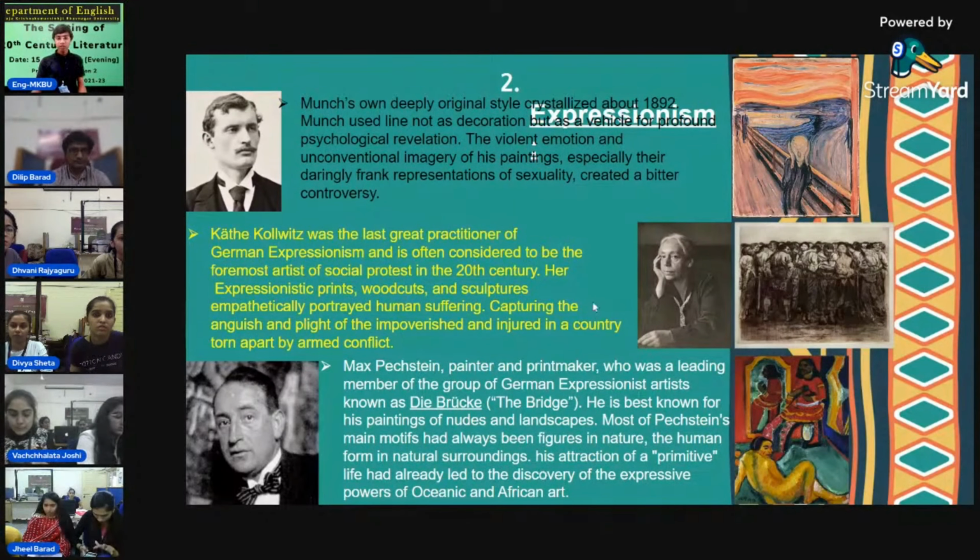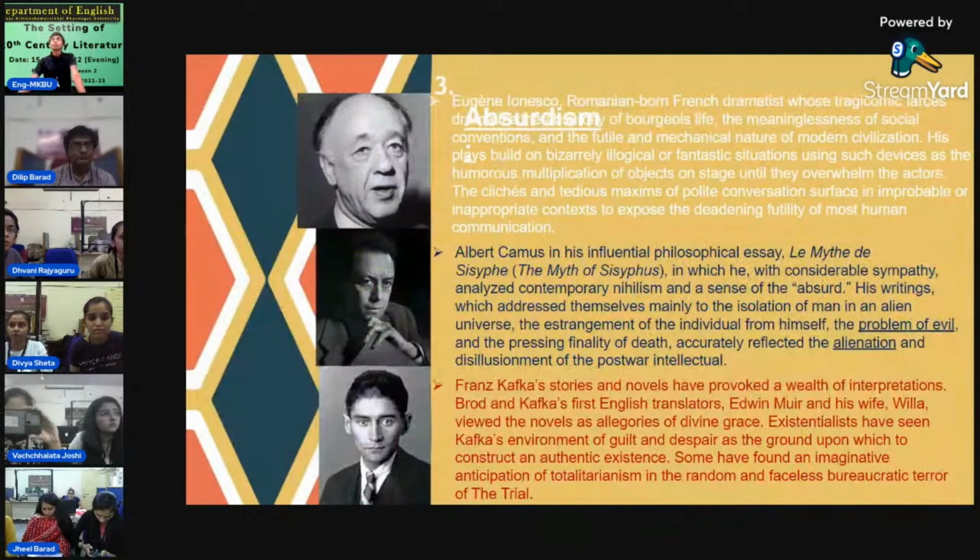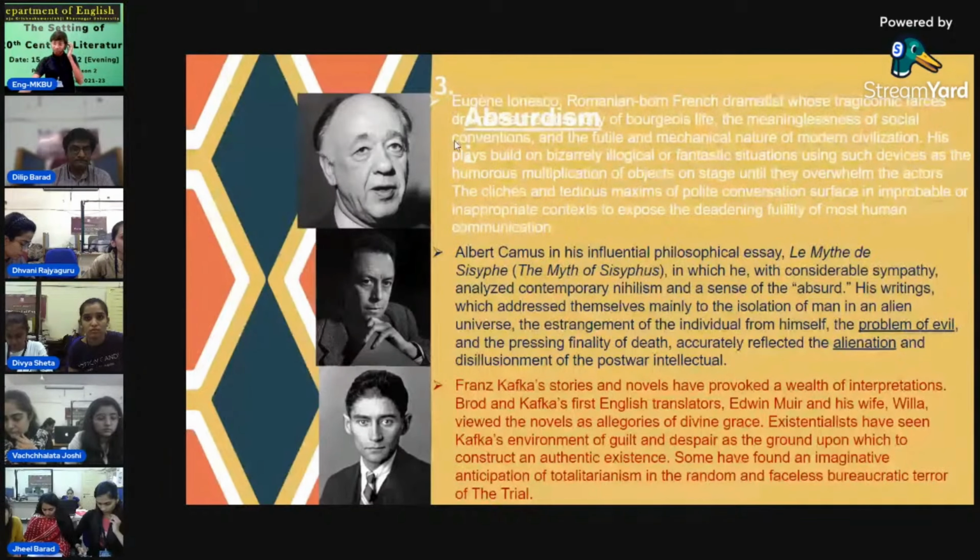And now the third one is absurdism. So absurdism, by and large, talked about perhaps the last presenter there. So, Eugene Ionesco, Romanian-born French dramatist whose tragicomic farces poke fun at bourgeois life. So he wrote about bourgeois life, the very aristocratic life he depicted in his writings, and the meaninglessness of social conventions.